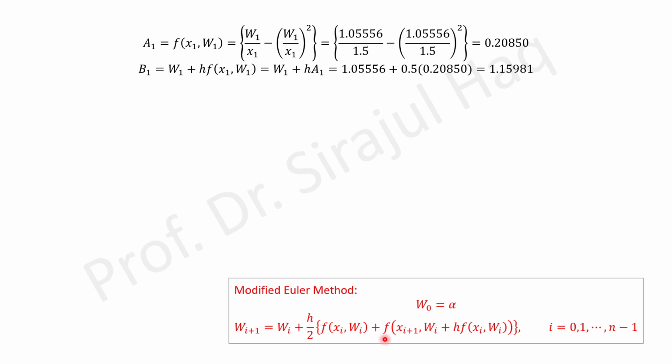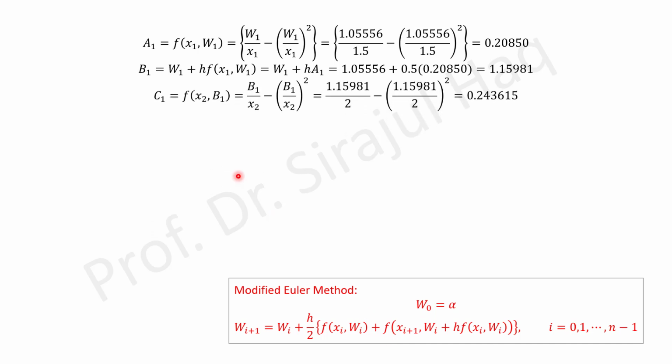Now let's find out f of... So i is equal to 1. So this is x2, and this is our B1. So replace x by x2 and y by B1 in your function. The value of B1 is known, you have computed it here. X2 is known, which is 2. B1 is there, and when you substitute, you are getting C1, and C1 is the value of the function at x is equal to x2.